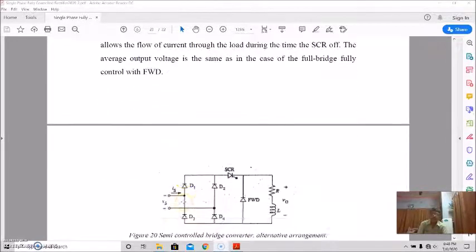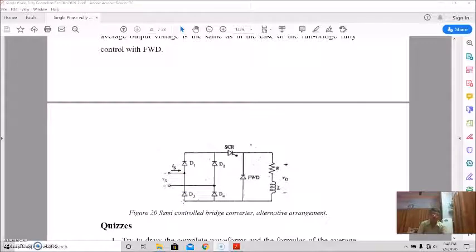So let us see how the circuit is. So this is the circuit. This is actually a diode bridge rectifier, which will give you the full rectified voltage, and then when the SCR is fired, only this flows to this load.